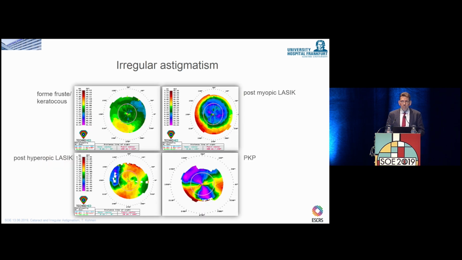Here are some examples, again, of irregular astigmatism. Forme fruste keratoconus in the lower left, post-myopic laser, an older profile with a medium optical zone size, post-hyperopic LASIK, older profile with some irregular cornea, and then on the right side, lower bar, penetrating keratoplasty, again with astigmatism, but irregular.